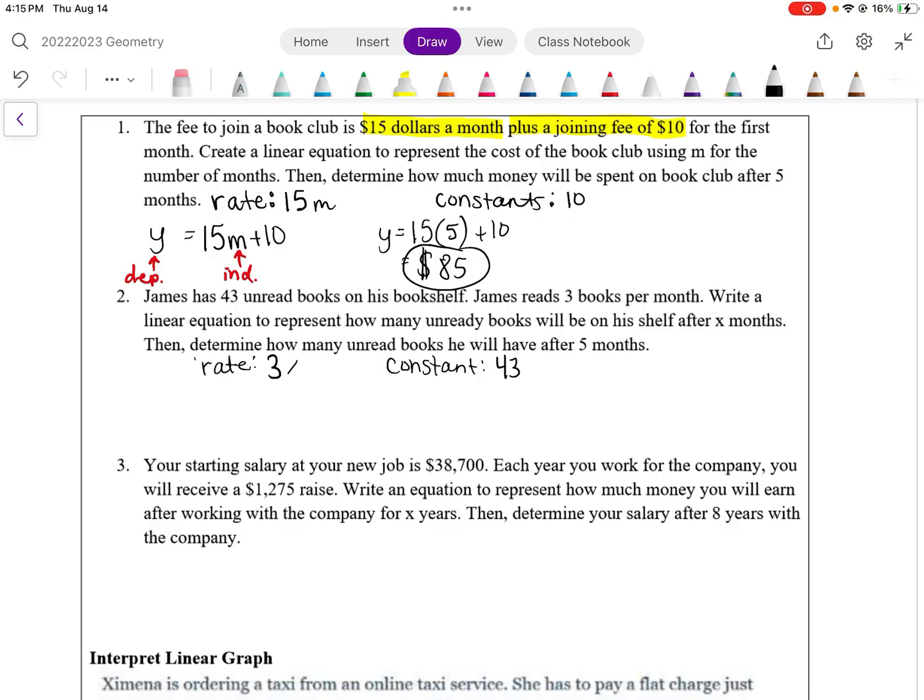And it says write a linear equation to represent how many unread books will be on his shelf after X months. So it wants us to use X as our independent variable. Okay. So now we're ready to write our equation.